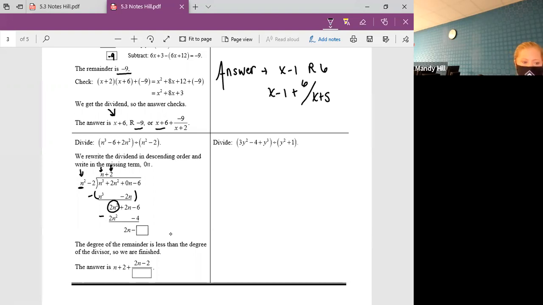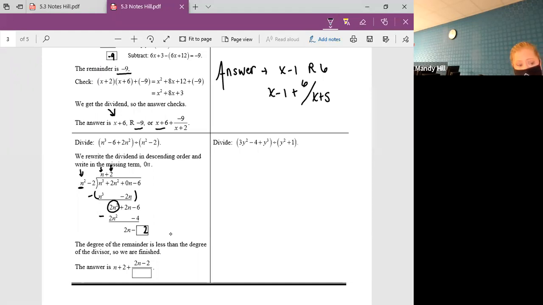And then when we subtract, these go away. 2n minus nothing is still 2n. Negative 6 minus negative 4. So negative 6 minus minus is really a plus. So negative 6 plus 4 is going to get me negative 2. And I think they've already got the negative there for us, so I don't need to put in the extra negative. Okay, so negative 6 minus negative 4 is negative 2, and they've got the minus right there for us.